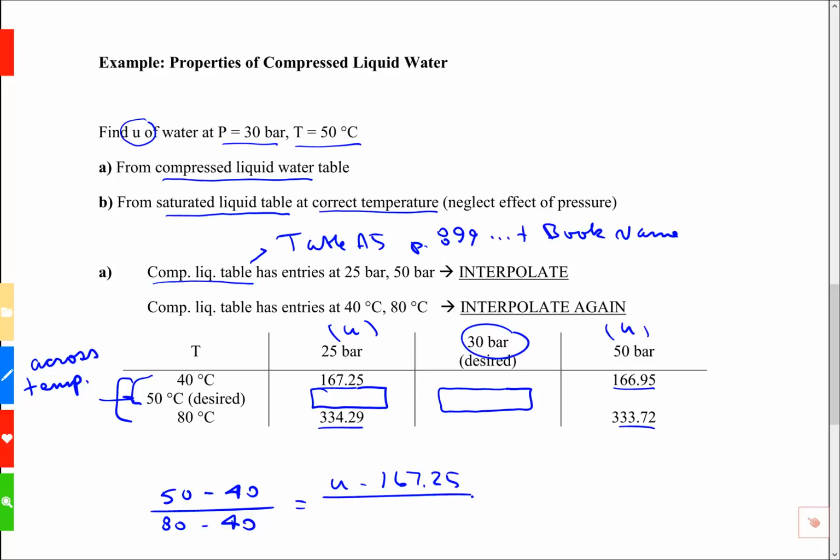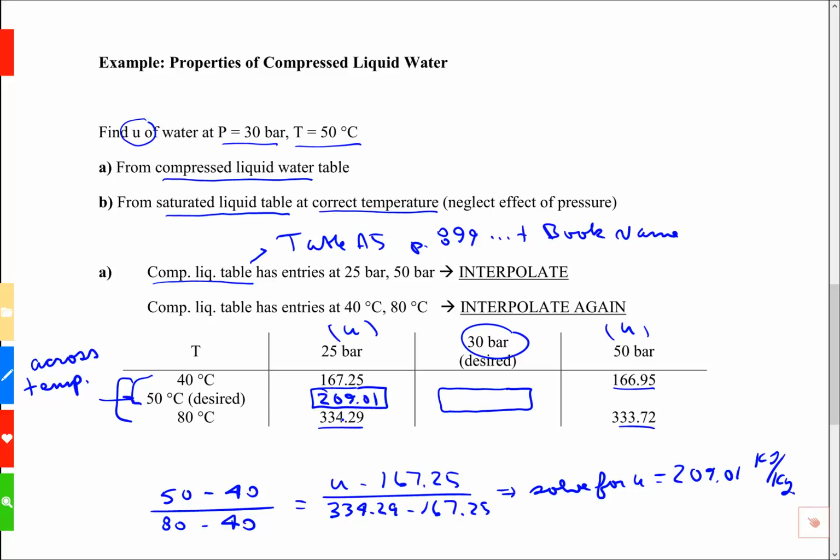The total distance in the U column is going to be 334.29 minus the lower value, 167.25. And if we take this and solve for U for this first interpolation, I'm going to get 209.01, and that's in kilojoules per kilogram. So let me transfer that up here and say 209.01. So that takes care of finding the value at the right temperature at 25 bar.